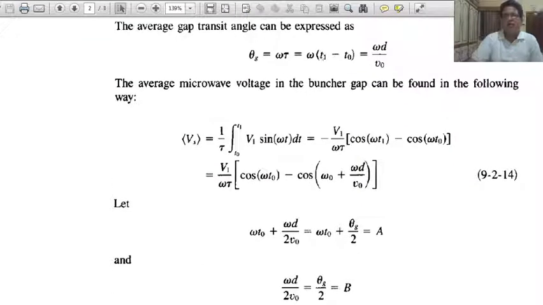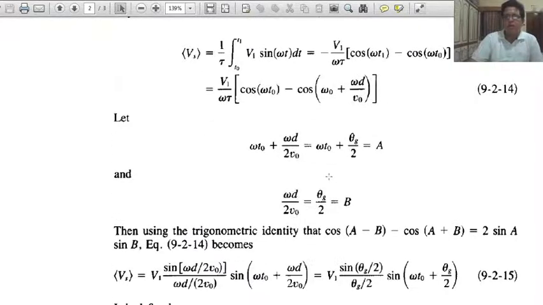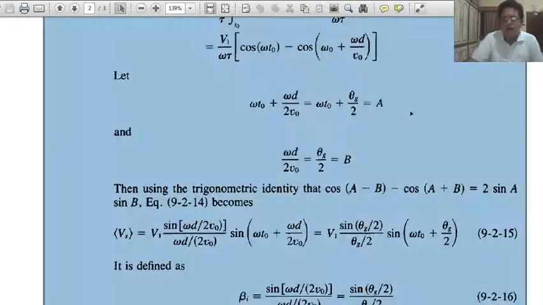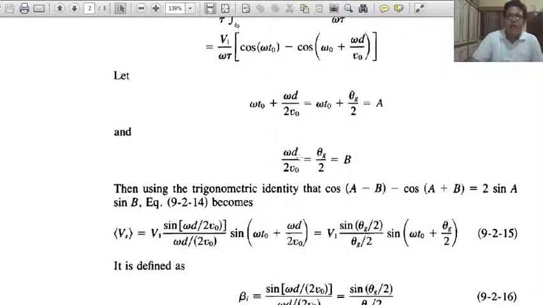What is the value of t1? Omega t1 equal to omega t0 plus omega d upon v0. And omega t0 is substituted by omega 0. Let us now introduce two parameters: omega t0 plus omega d upon twice v0, equal to omega t0 plus theta z upon 2, equal to a. And omega d upon 2 v0, equal to theta z upon 2, equal to b.